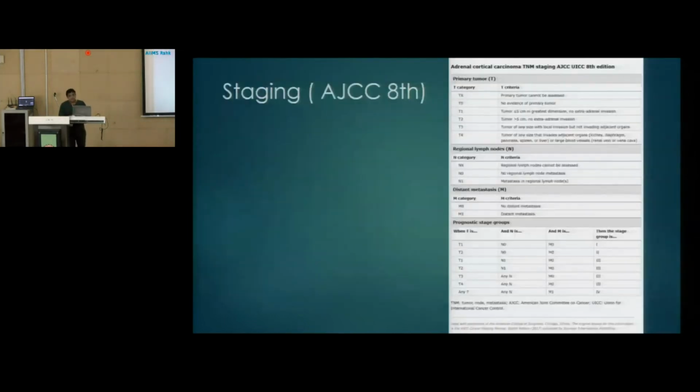Moving on to the staging of adrenocortical carcinoma, according to AJCC 8th staging, it is based on the size of the tumor and its local invasion, the nodal status and metastasis. If it is less than 5 cm it is T1, more than 5 cm is T2. T3 is with local invasion but not invading adjacent organs, like if only fat is invaded, then we call it T3. T4 is when it invades adjacent organs or large blood vessels. N1 is metastasis in the regional lymph nodes, and any distant metastasis is M1.